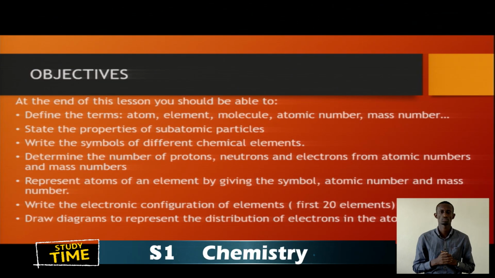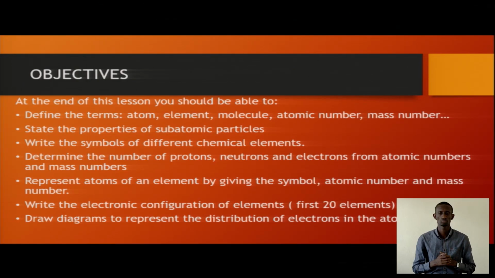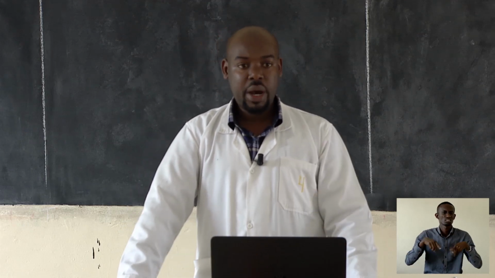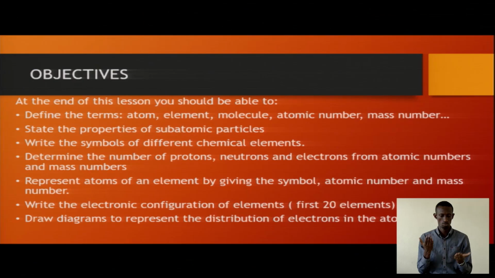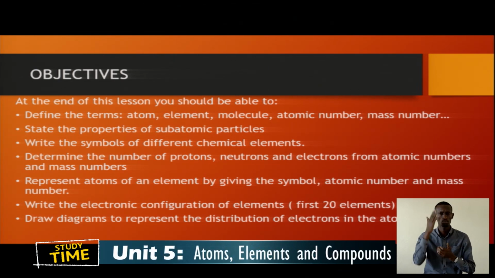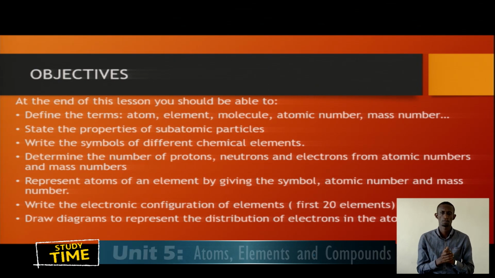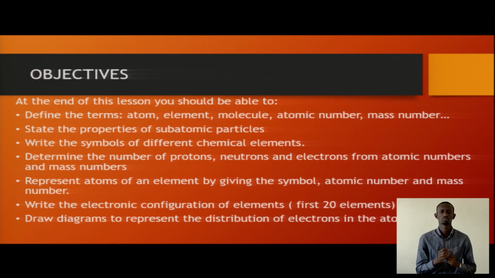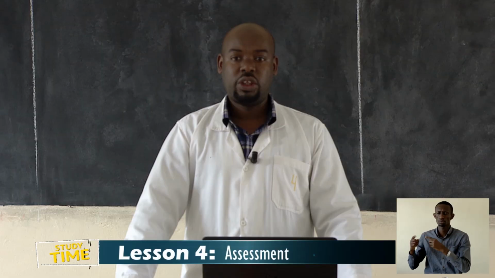Because we are doing a kind of revision, but a revision in the form of an exercise, I've compiled all of the objectives we have from the lessons we have covered so that they can help us to make a self-evaluation. So at the end of this lesson, you should be able to define the terms atom, element, molecule, atomic number, mass number, and many more terms. You should also be able to state the properties of subatomic particles.